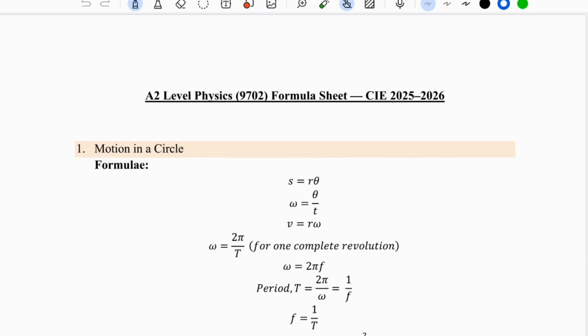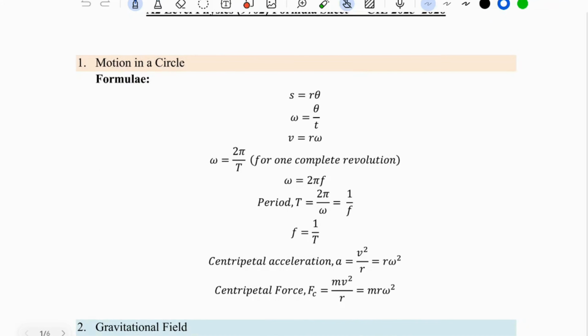In this video, we're going to look at A2 level physics formulas. Basically, all the formulas you need to know before you sit for your A2 paper. So without further ado, let's get started. Chapter 1, Motion in a Circle.